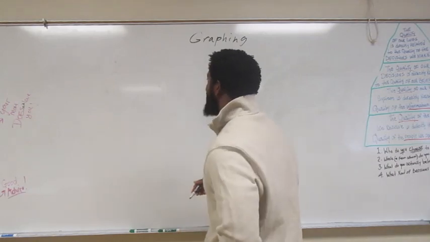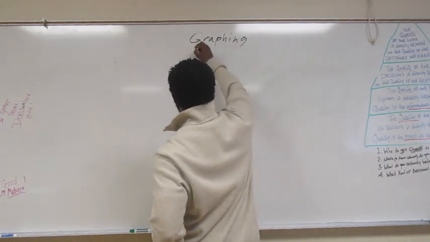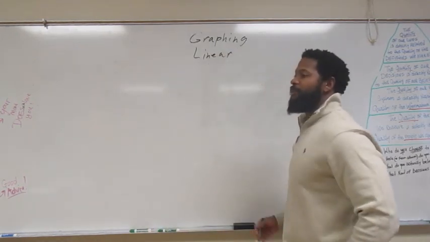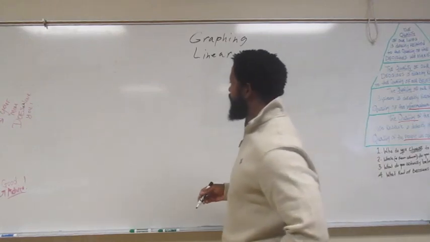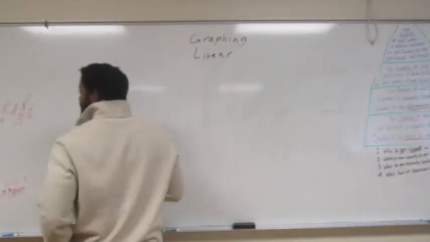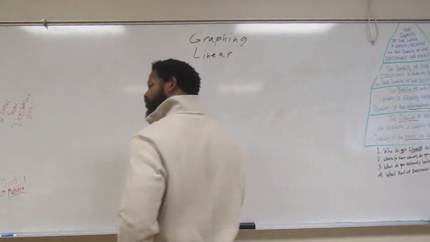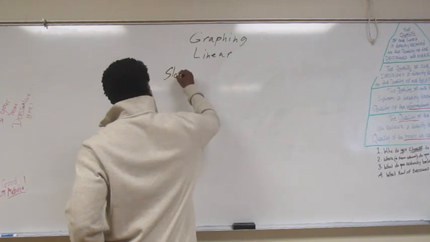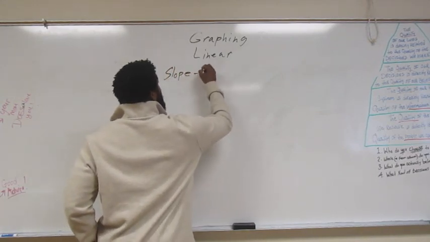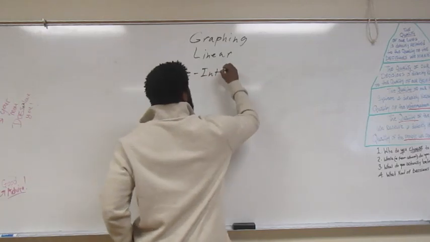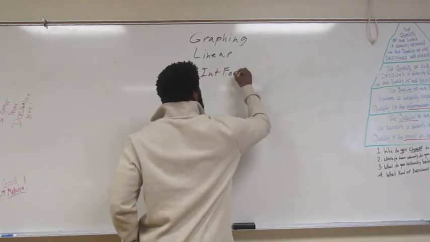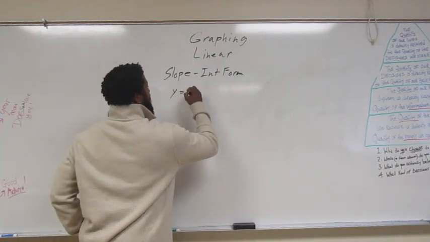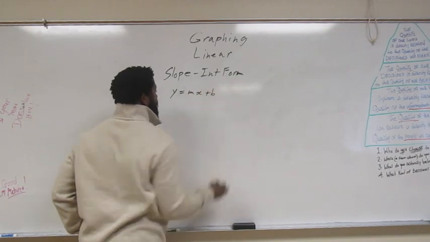Okay? Graphing linear equations. Linear. When you graph, you are using the first 4 on this page, you will be using the slope-intercept form. Slope-intercept form. That's an ugly M. Slope-intercept form: y equals mx plus b.